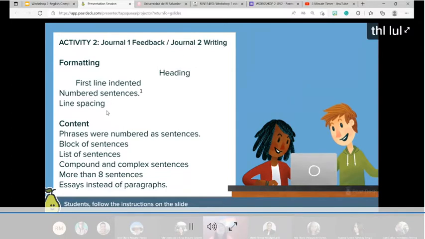Sometimes I found, a week ago, a number as sentence 1. So that is a phrase. So phrases were numbered as sentences. That is not correct. Then I found a block of sentences.